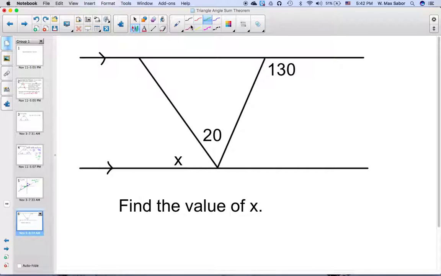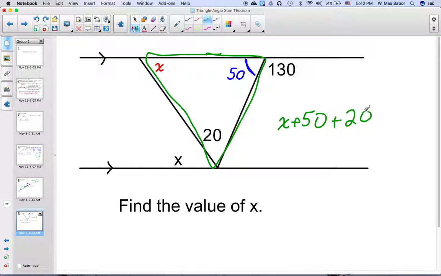This problem, you can kind of use the triangle angle sum theorem if you'd like. You can say that this is x, so then that's x. This 130, you can say is a linear pair with this, so that's 50. And now this triangle, these three angles have to add up to 180, so x plus 50 plus 20 equals 180. And that gives us x equals, I believe, 110. So those are some example problems that can be solved using the triangle angle sum theorem.